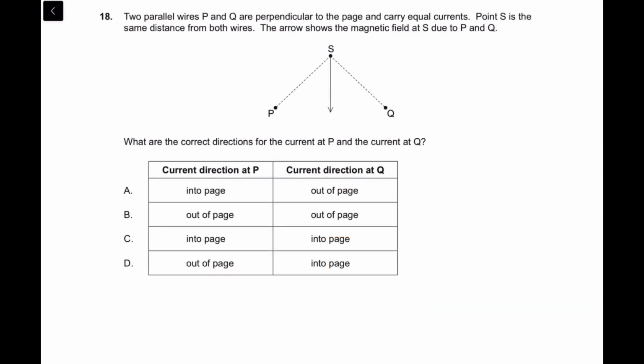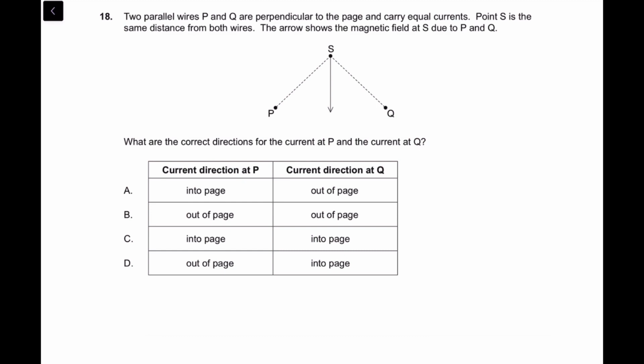Proceeding to the next question, we have two parallel wires P and Q, which are perpendicular to the page, and they carry equal currents. Point S is the same distance from both the wires, so I can write that it is at the same distance S from each. The arrow shows the magnetic field at S due to P and Q. We have to find the directions of currents in P and Q for that to be possible.